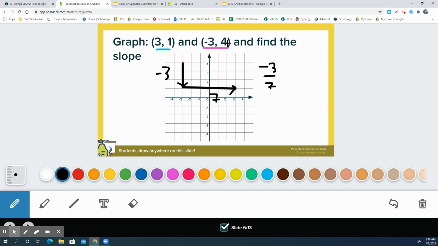If I do the formula, then I'm going to do y minus y. So 4 minus 1 divided by -3 minus 3. 4 minus 1 and -3, 3. You got to use all 4 numbers. Sometimes that's another place where people get messed up. They use the same number twice somehow. So 4 minus 1 is going to be 3, and -3 minus 3 is -6. This is going to reduce to 1 over 2, and it's a negative slope.